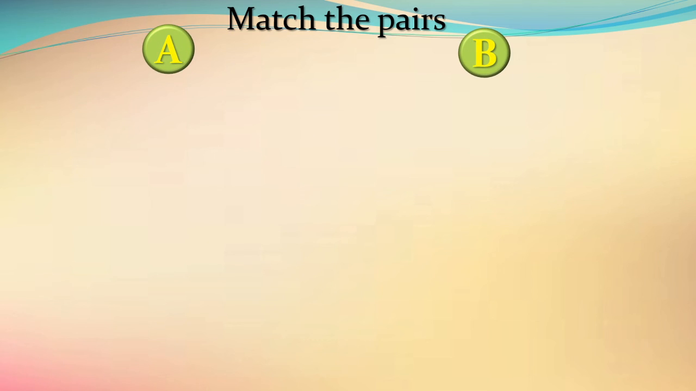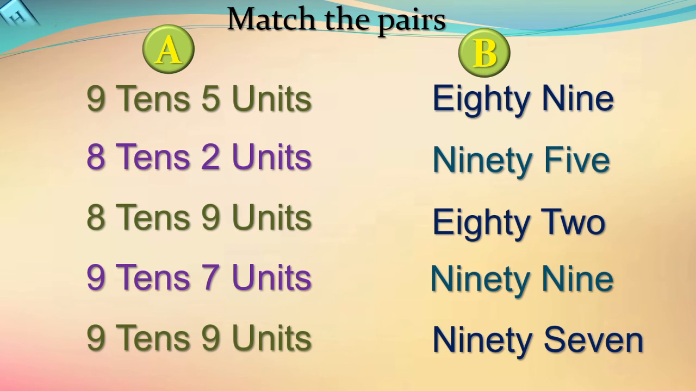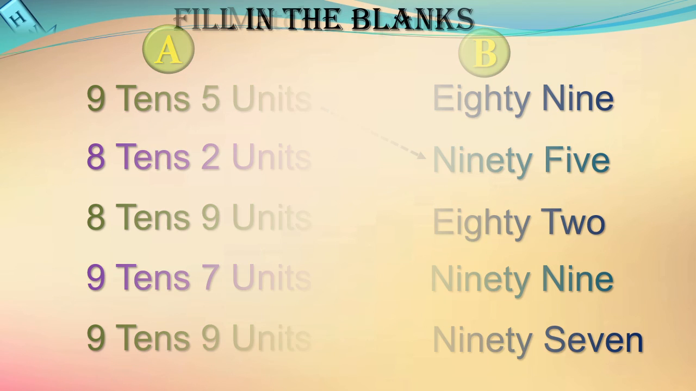You can see here two columns, A and B. In column A, numbers are given, and in column B, names of numbers are given. What you have to do? You have to match the numbers in the tens and units form to their names. For example, the first one: 9 tens and 5 units make 95, isn't it? Yes, you know this, right? Very good.